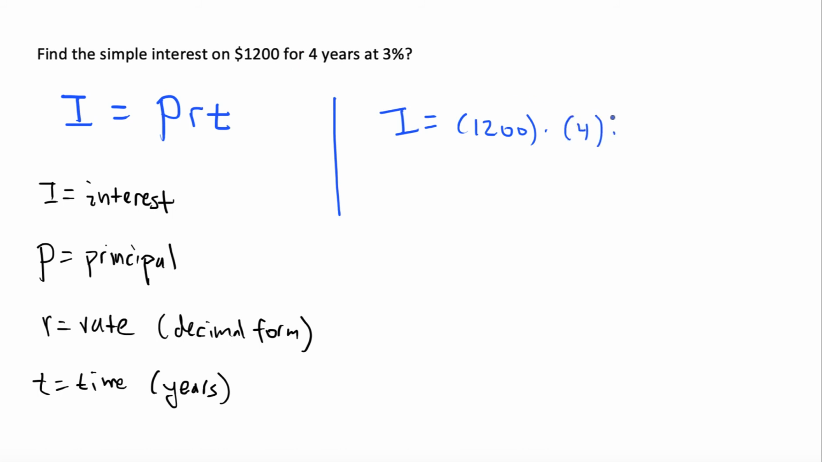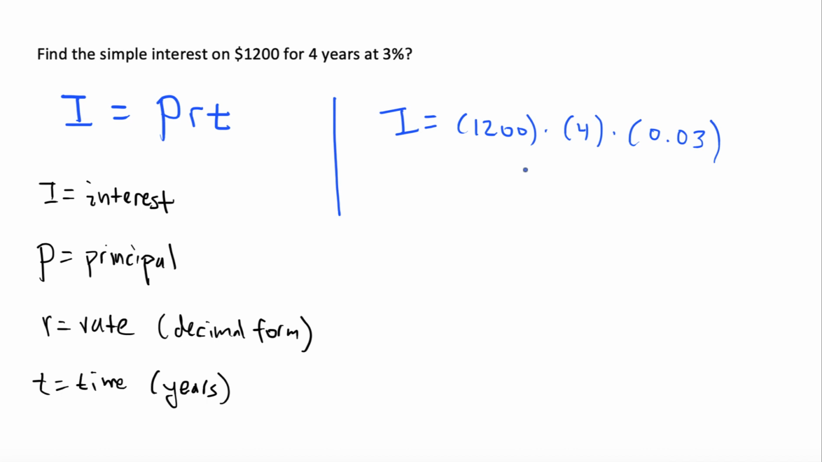And what is the rate here? The rate is 3%. Do you want to put a 3 here? If you did, that would be a big mistake, because we have to convert the rate into a decimal, which means we have to move the decimal point 2 spots to the left. So we're going to do 0.03.